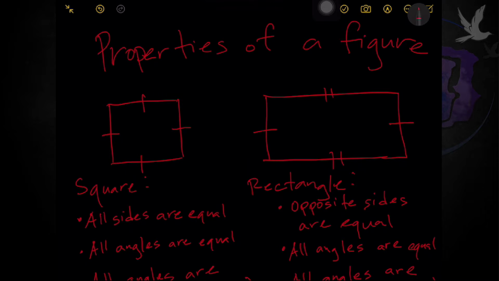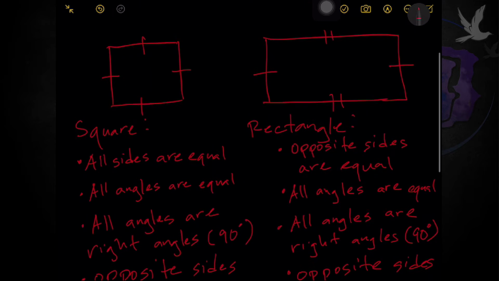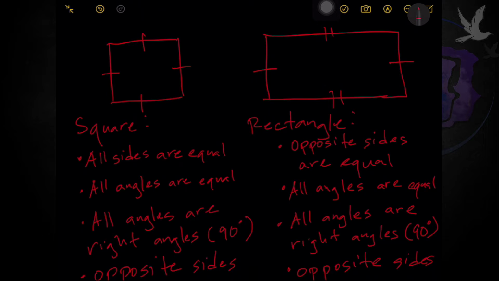Hello there, grade 4. Today we are going to talk about properties of a figure. So we have a square and a rectangle. Okay, so what do you mean by properties? These are basically basic information that we can get about a figure. So we have the square and a rectangle here.